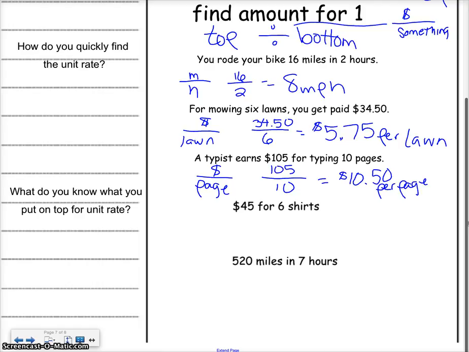45 bucks for 6 shirts. So I'm talking about money is to shirts. 45 bucks for 6 shirts. For 1 shirt, you just divide them. 45 divided by 6 is equal to $7.50. Not done. For what? Per shirt.